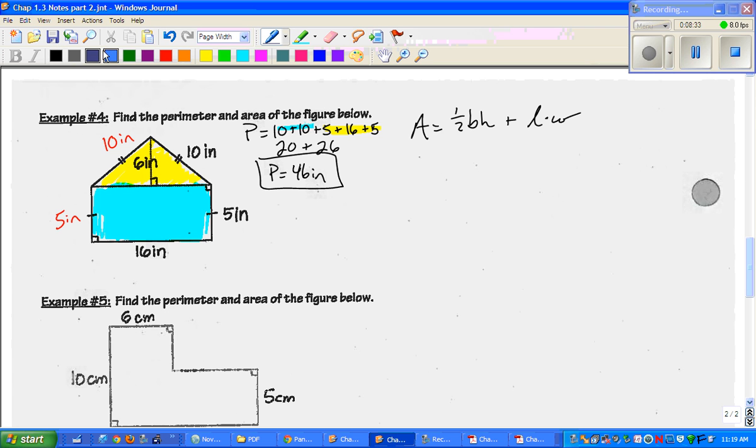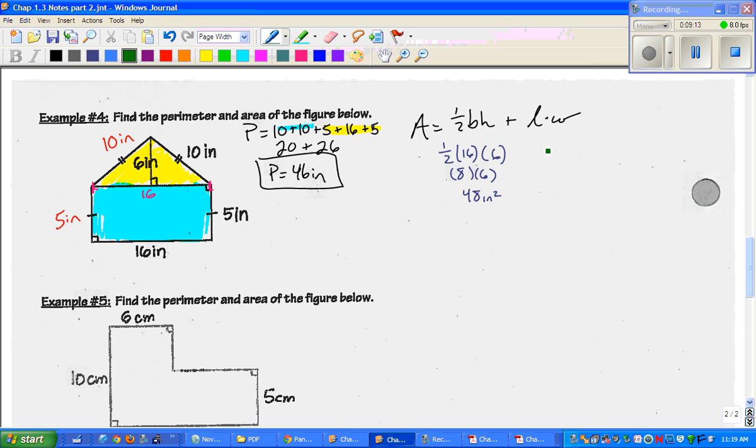Okay, so let's fill in the triangle first. We have 1/2 the base times the height. Now we know that the height is 6. Well, what is the base? That is actually 16 because it's the bottom of the rectangle. Okay, so 1/2 of 16 is 8. 8 times 6 is 48 inches squared.